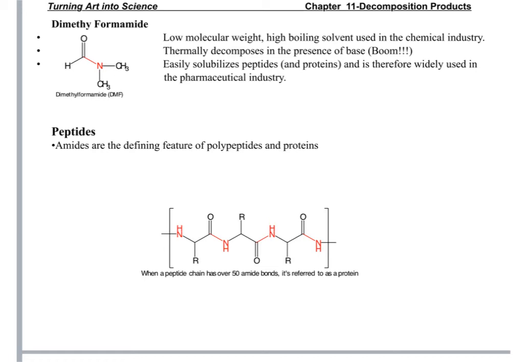So dimethylformamide has a low molecular weight, high boiling point, so it is easily soluble and therefore widely used in the pharmaceutical industry. Peptides are amides, they're part of the polypeptides and proteins.